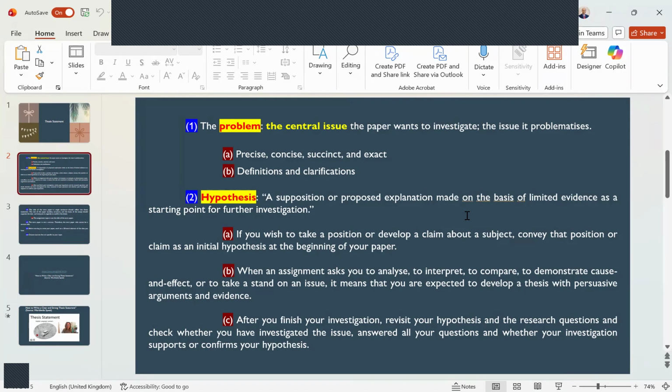A supposition or proposed explanation made on the basis of limited evidence as a starting point for further investigation. That's the definition of hypothesis, a starting point. Okay, so we talked about the church.